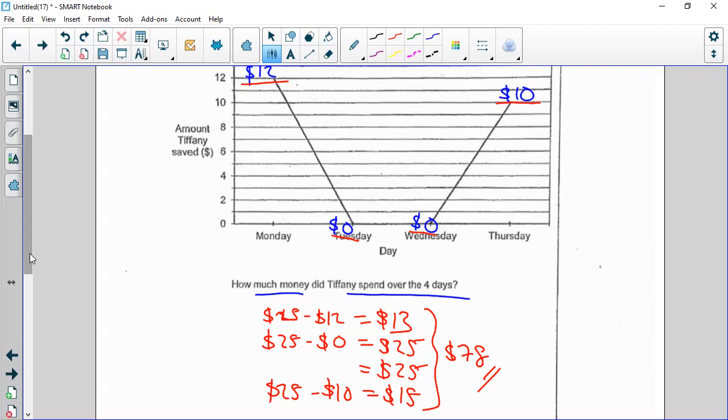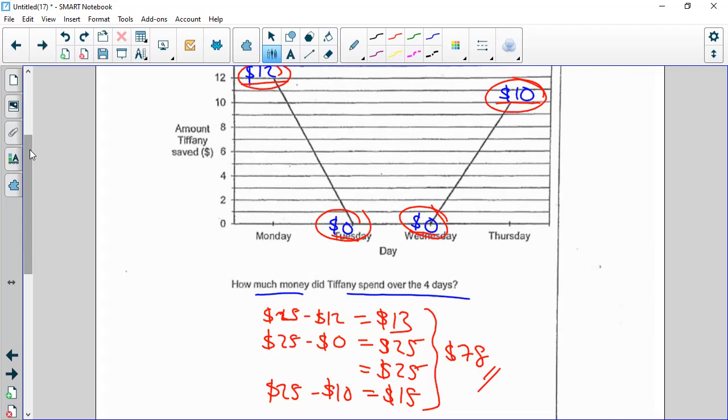Can we do 25 times 4? Then after that you minus the savings. Yeah, can. Suren suggested something quite good. You can find the total money that she was given for 4 days, 25 times 4. So she was given $100 altogether. Then you minus all the savings, and then you will get how much you spent altogether. So Suren is correct to say that.